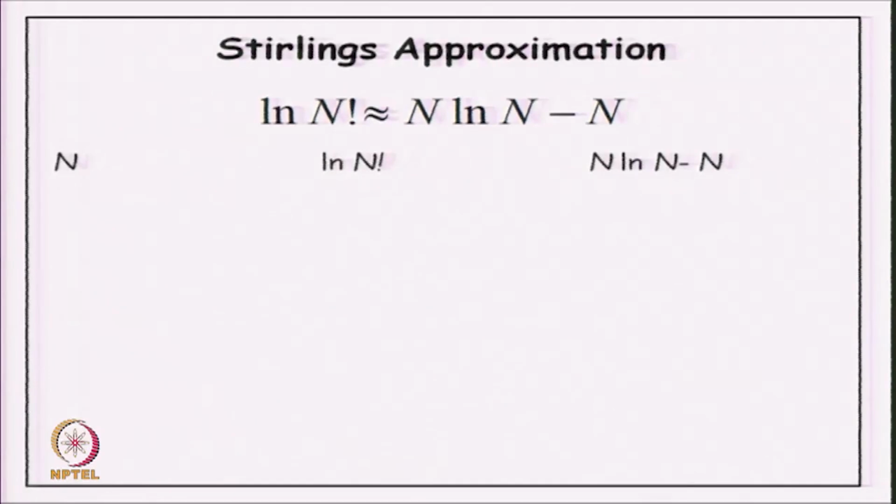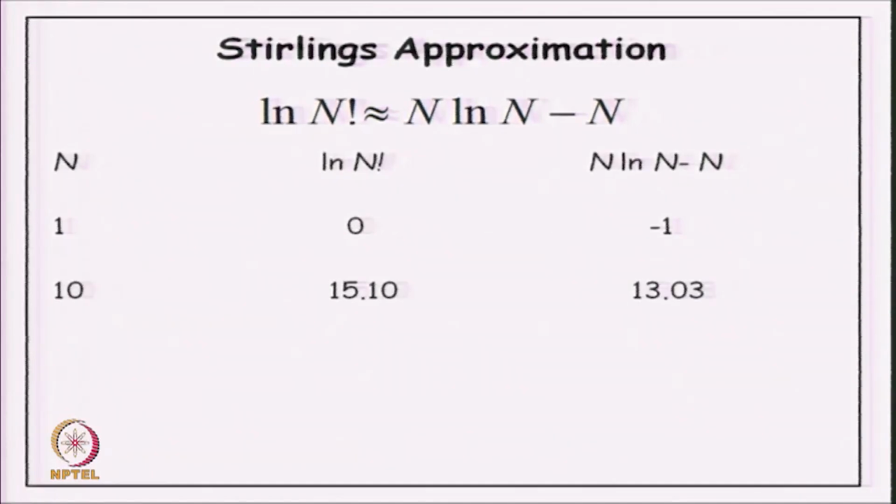Now let us see how good this approximation is. Let us begin with the first column of n, the second column is the exact value log n factorial, and the third column is the approximate value n log n minus n. Let me begin with a very small number, just 1. For 1, log factorial n is 0 and n log n minus n is minus 1. So, this is quite different and one can see that difference, but anyway the approximation is for large n. At the moment we have not reached that large limit and the approximation is not good.